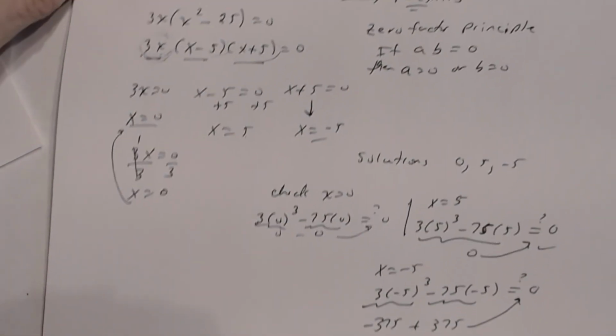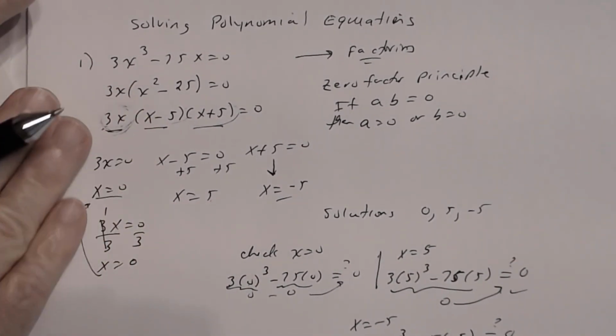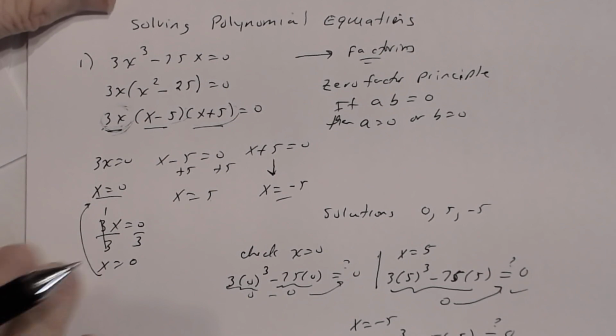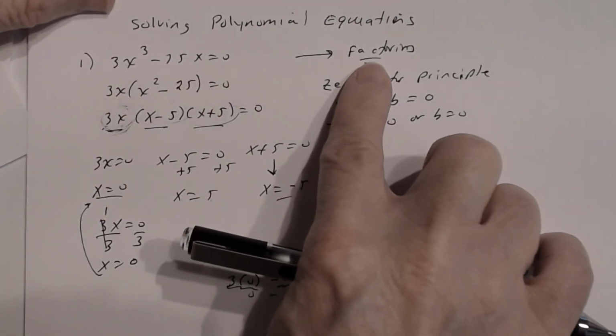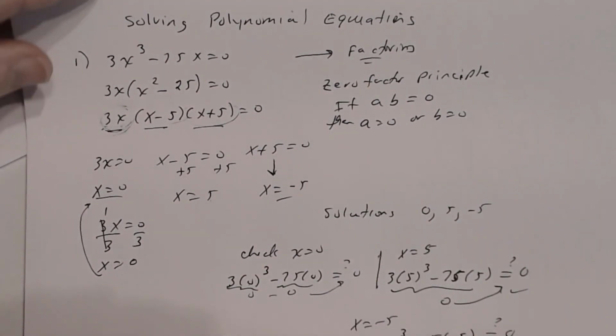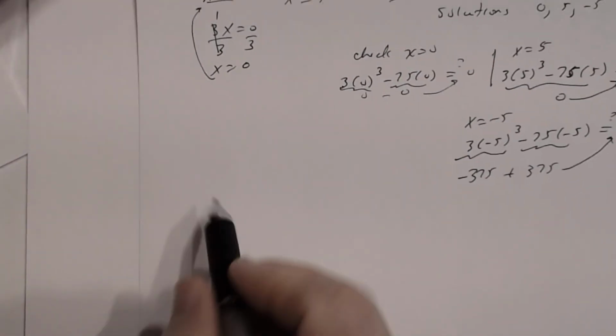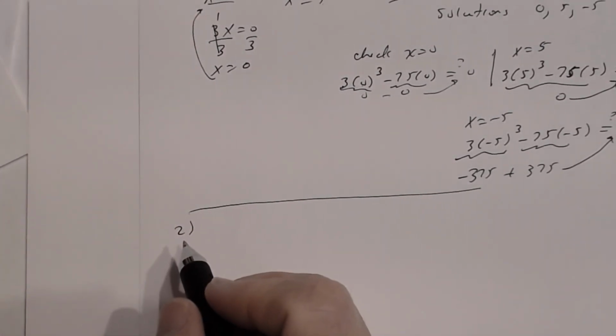So notice that in these lessons that pertain to this topic we're talking about, you're solving these polynomial equations by factoring, which involves using the zero factor property. Okay, so that was number 1. Let's look at number 2. So number 2, let's suppose we had this for number 2.